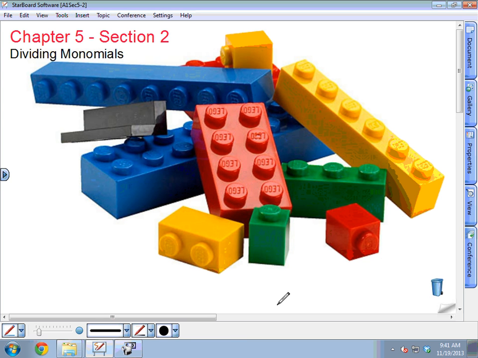Okay, dividing monomials. If you notice the picture, the reason I chose the picture of Legos for this is because we're going to take something and break it apart into its components. When you build something with Legos and then take it apart, you've broken it up into its component parts. Notice that each Lego block is separate. It's not connected to any other block, right? And that's kind of what we're going to do when we divide monomials.